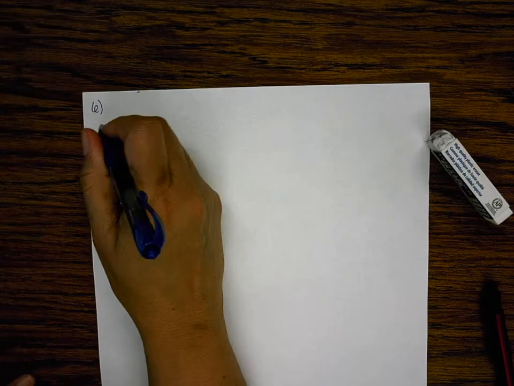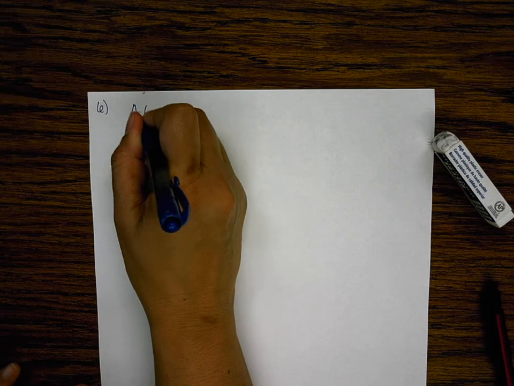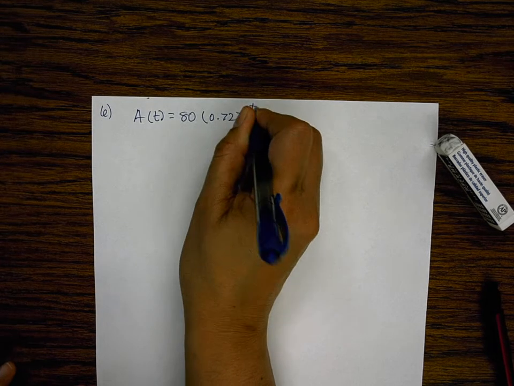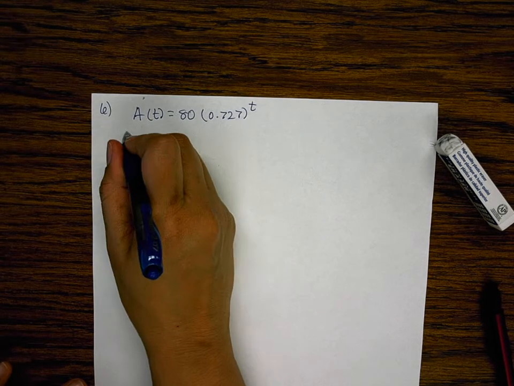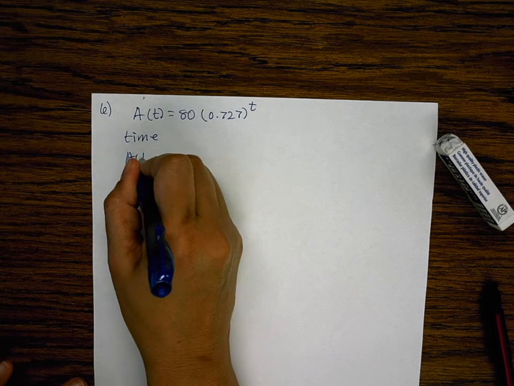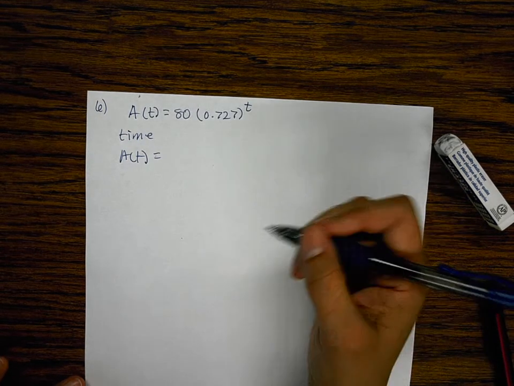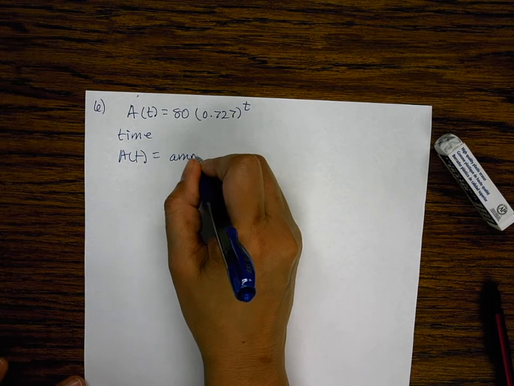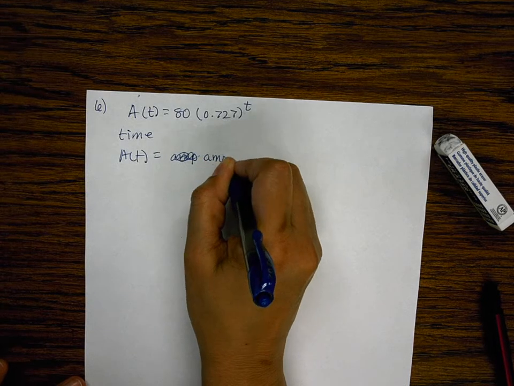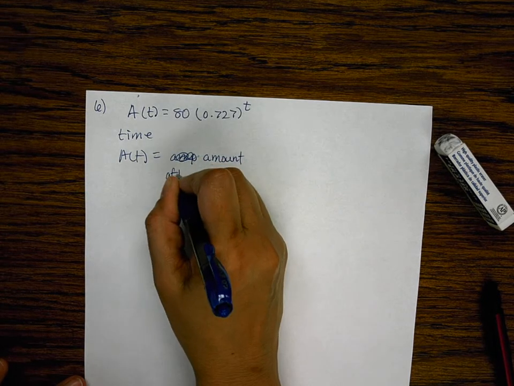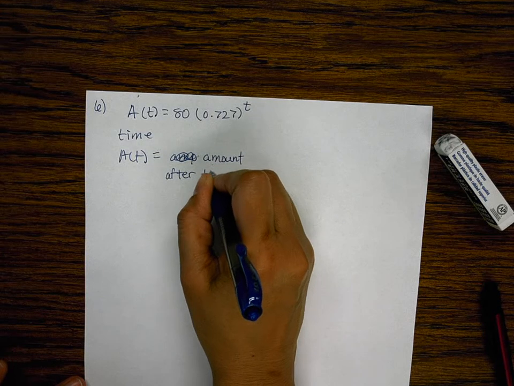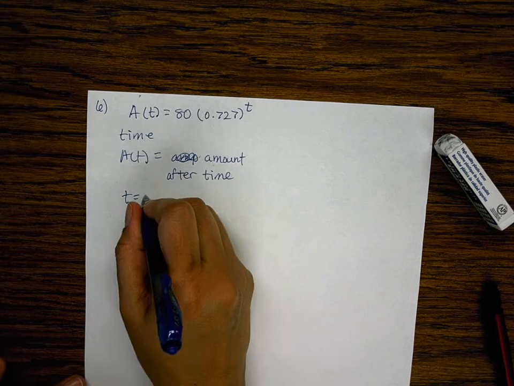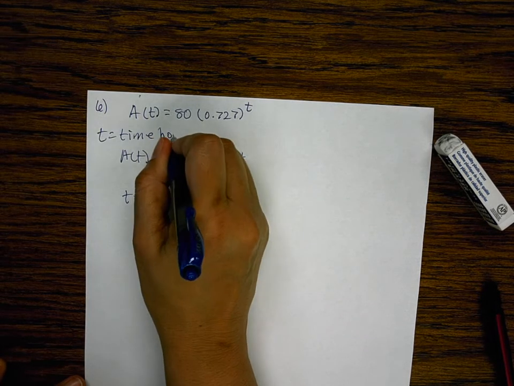Okay, actually, let me write down the formula first. So this is another one where we do not need to figure out what the formula is because it is given to us. And T is time. And A of T is the amount of the medication after a certain time, the amount of the anesthetic. Okay, and T is in hours. T is time in hours.